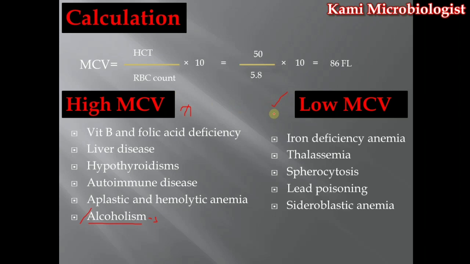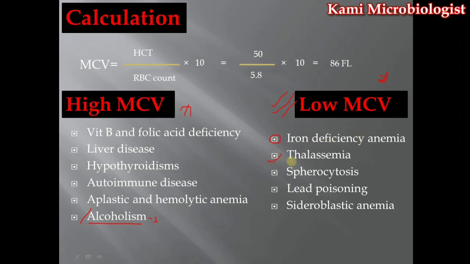Then there are some causes or conditions due to which the MCV value gets low. First of all, we have iron deficiency anemia. In this case, iron, which is especially important to make hemoglobin, binds together with protein to make hemoglobin. So if there is iron deficiency, RBC levels get low. This is called iron deficiency anemia.